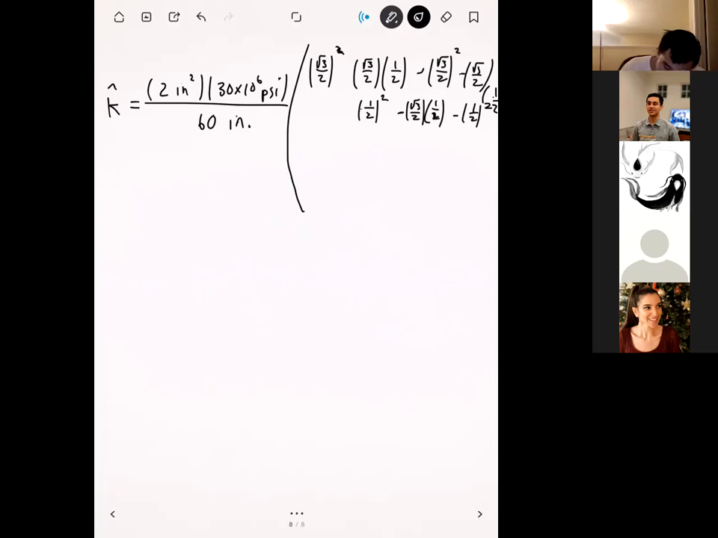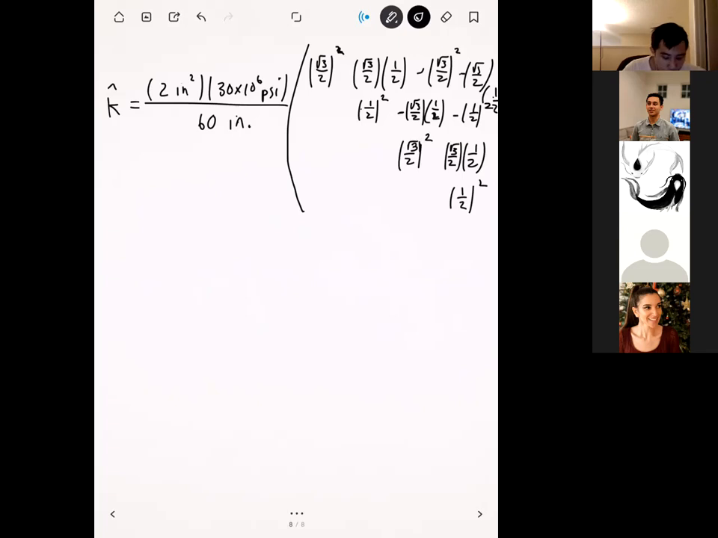And then our third row, we're going to have cosine squared, so root 3 over 2 squared. Then cosine sine, so it's root 3 over 2 times 1/2. And in the bottom down here, we're going to have sine squared, so it's 1/2 squared.